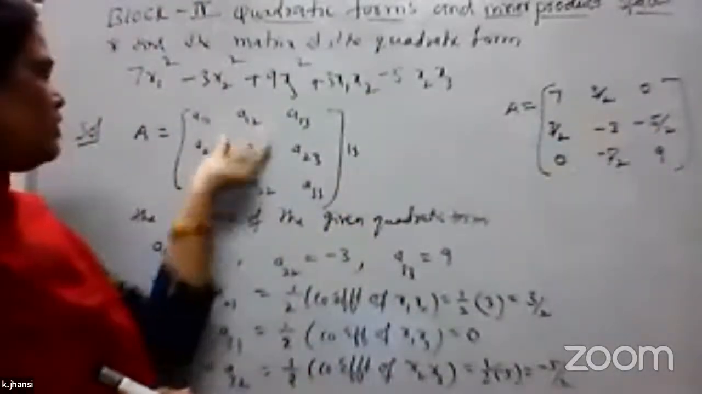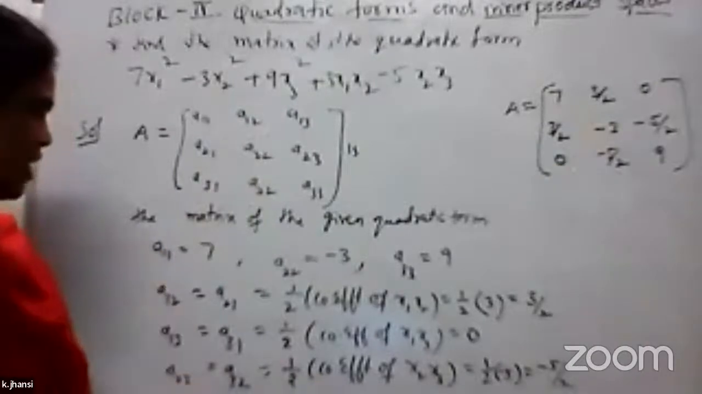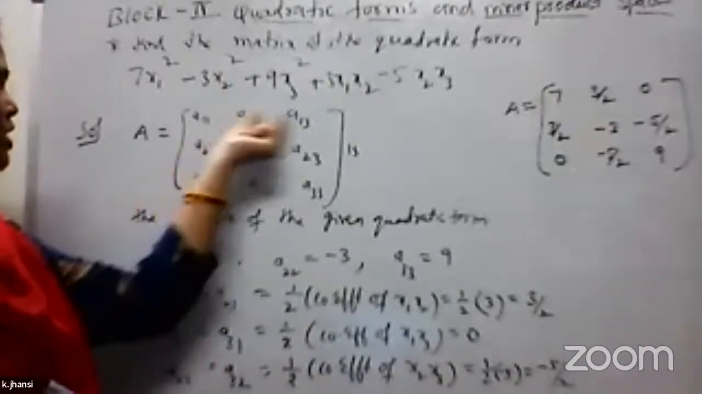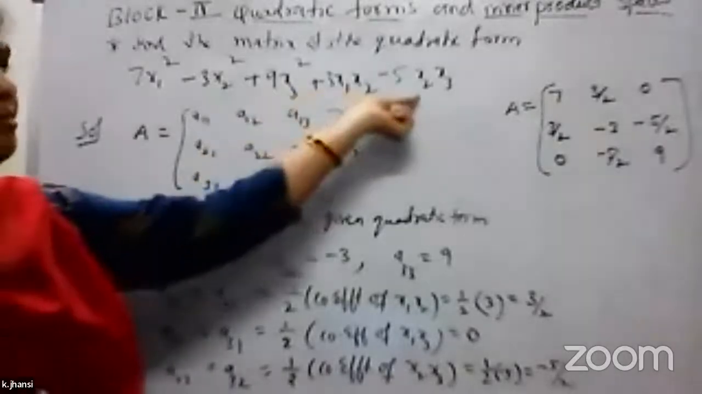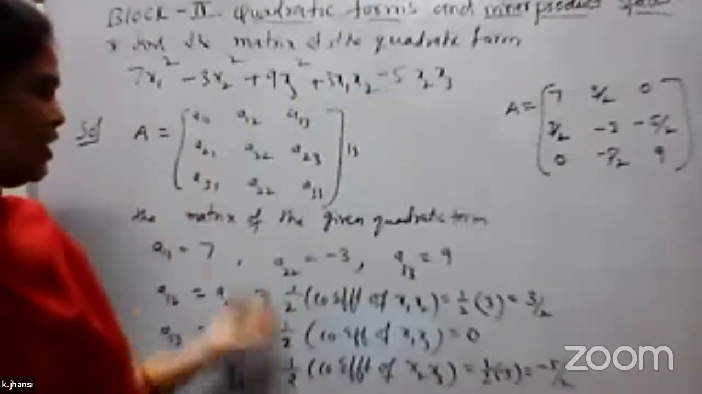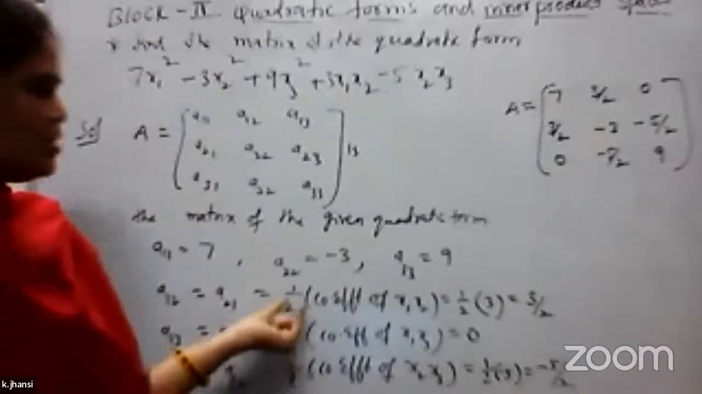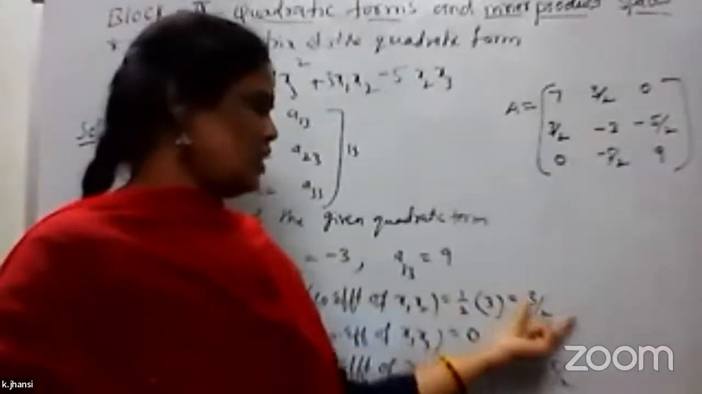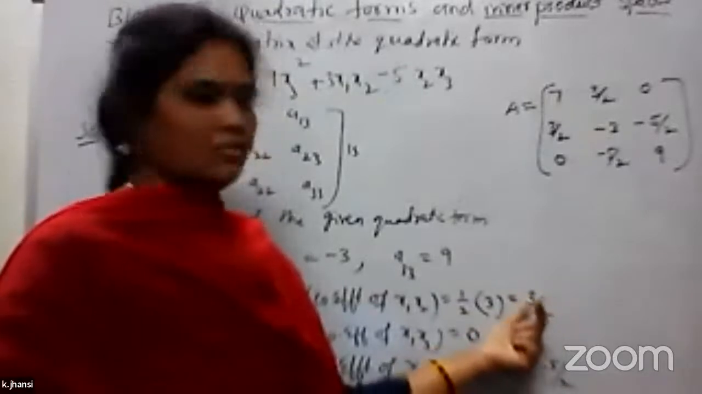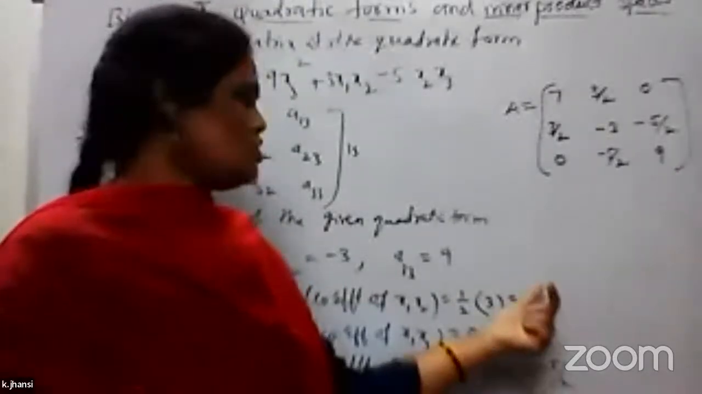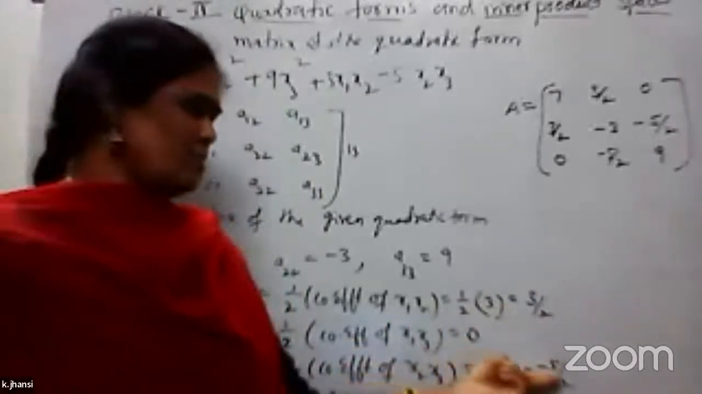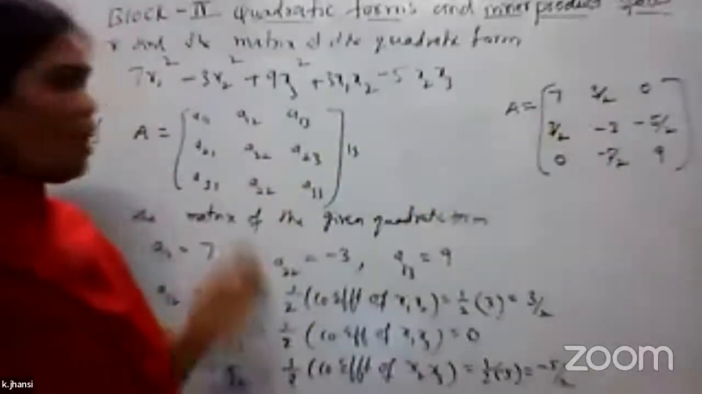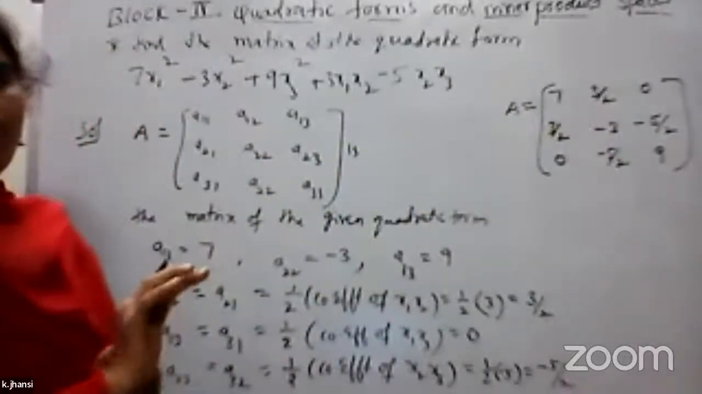If you remember this concept, the combination of these two values will be given in the problem. When you split that, you have to divide it by 2. Here we are unable to cancel it out because an odd number is there, so we can't divide this by 2. You will get both the values as 3 by 2 and 3 by 2, and this is minus 5 by 2. So you put that in the matrix. This is the method of how to find the matrix of the quadratic form.